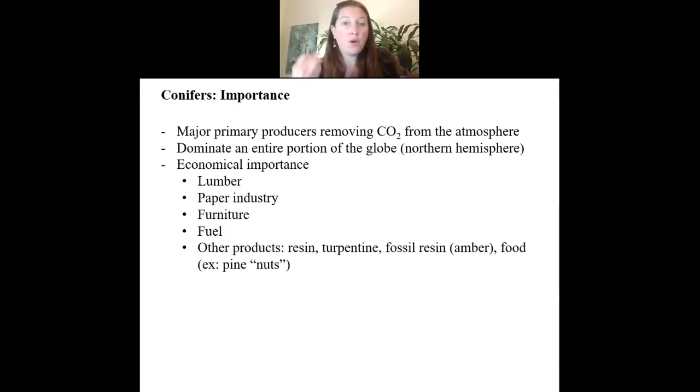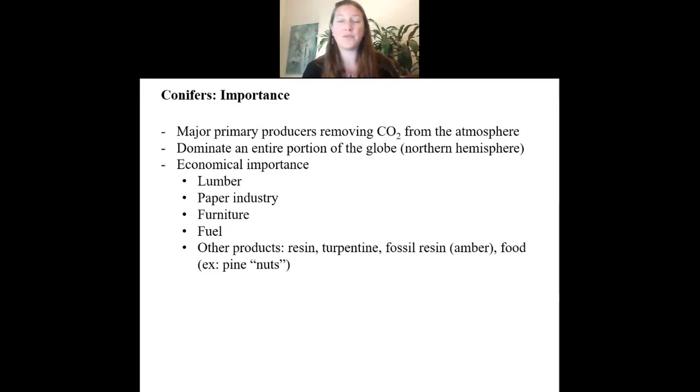Conifers are important for a lot of different reasons. The one I just mentioned about taking CO2 out of the atmosphere. But we use conifers for a lot of things. We make paper out of them. We build houses with them and floors and tables, and we use them for fuel. And we actually use them for different products. I mentioned in the first lab that junipers are used to make gin that people drink. But turpentine is also something that's derived from conifers.